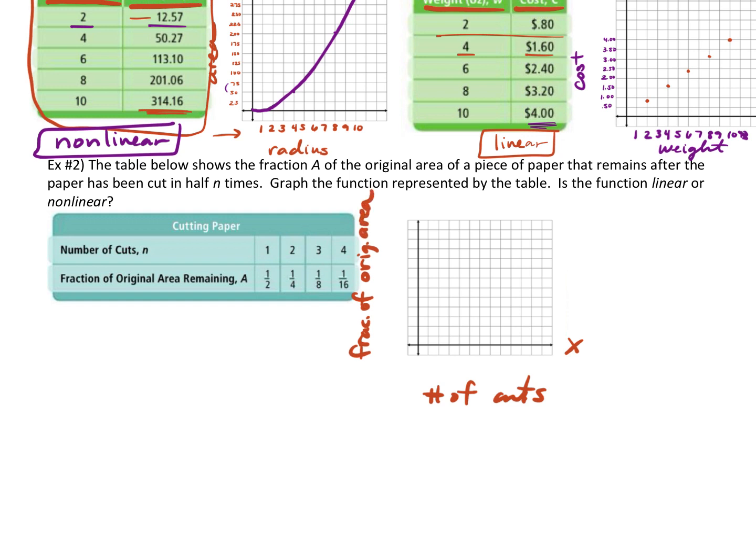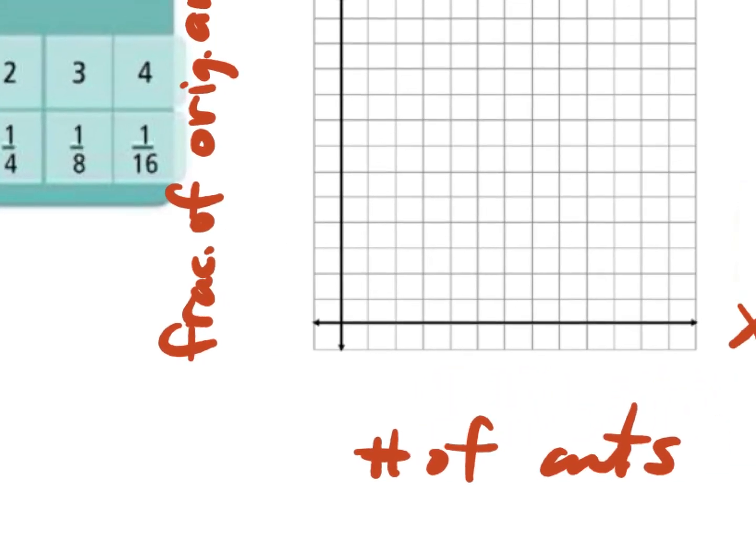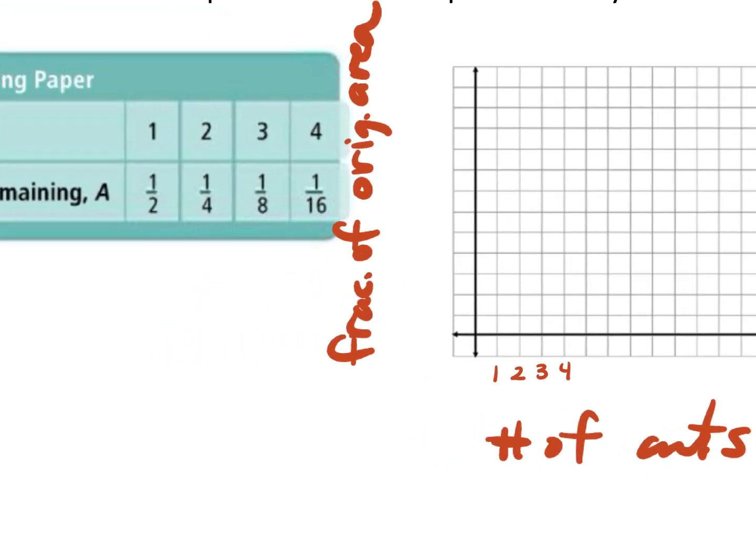Okay. What makes sense to count by on the X-axis? Counting by ones, right? You go 1, 2, 3, 4. So I'm going to count by ones here. 1, 2, 3, 4, and it only goes to 4, so that's as far as you need to go with it. Okay, now this one. This one is a little bit trickier. So you have 1/2, and then you have 1/4, and then you have 1/16.